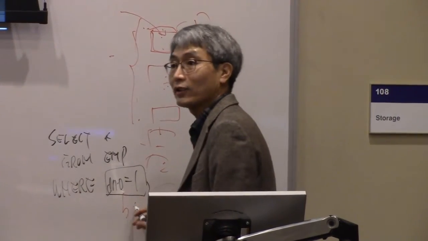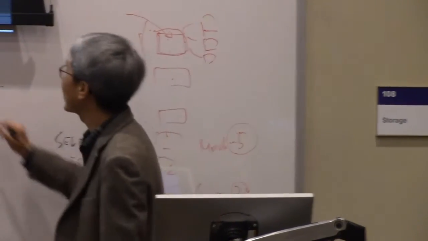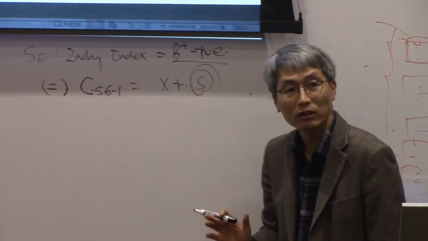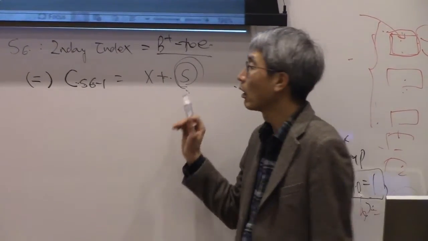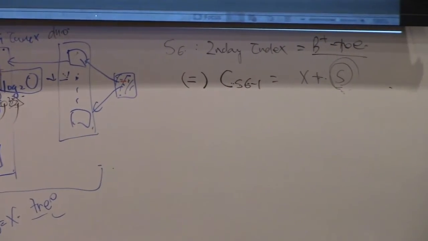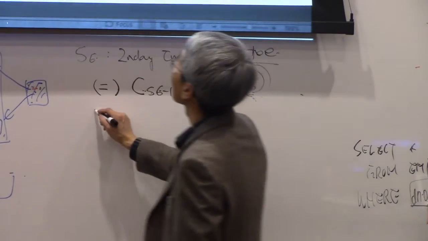It's a selection cardinality S. So we are going to access this much IO to access the data file. That is the reason it's X plus S. However, there is the general case.